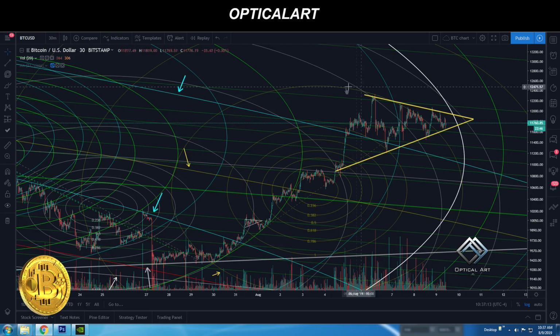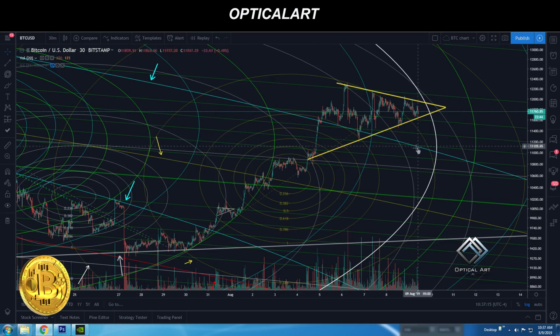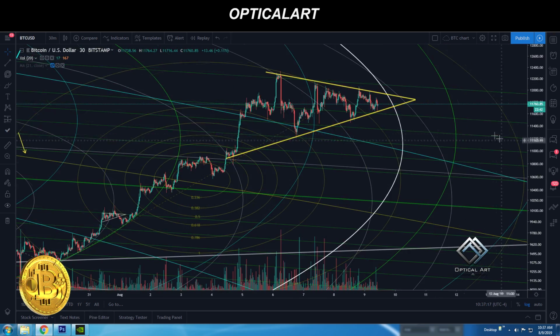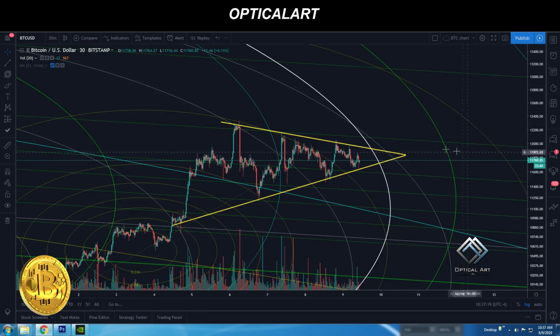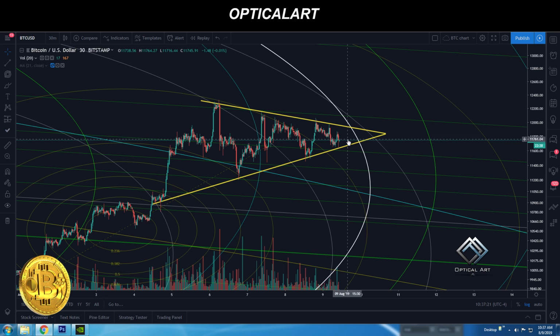That's what I believe. That's why I think that we'll be coming down. But I could always be wrong. I don't want anybody to lose any money. So again, when we get out of this formation here, if we break to the upside, buy, ride it up. If we come to the downside, yeah, stay out. Or if you do leverage trading, do what you need to do.